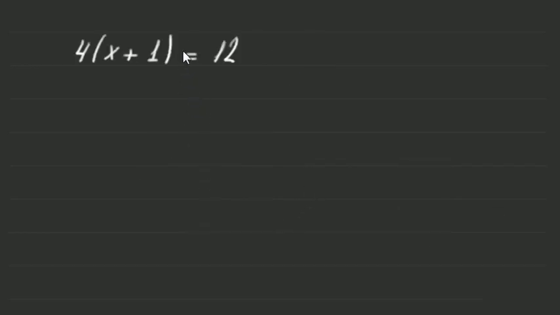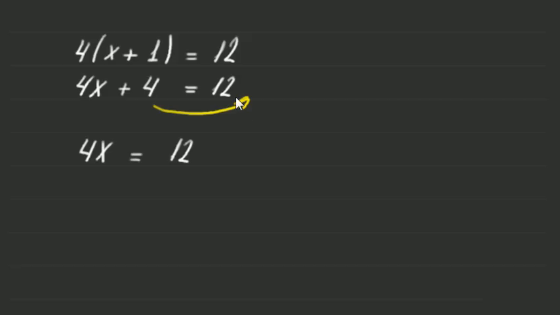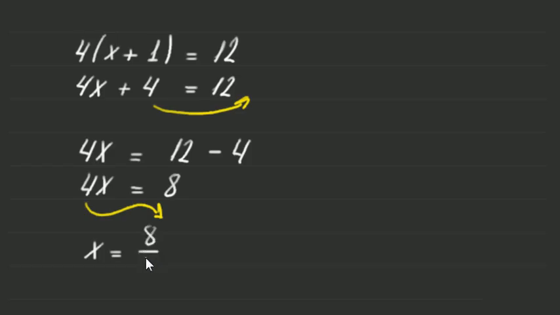Now consider another example. Here we have parentheses, so first we need to multiply 4 by this group. We get 4x plus 4. Move 4 to the right side and we must change plus to minus. 4 from the left side we put as a denominator on the right side. It is 2.